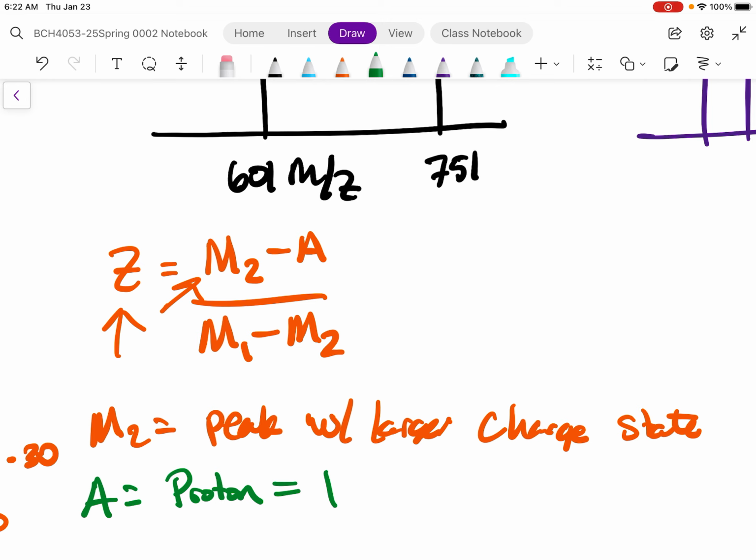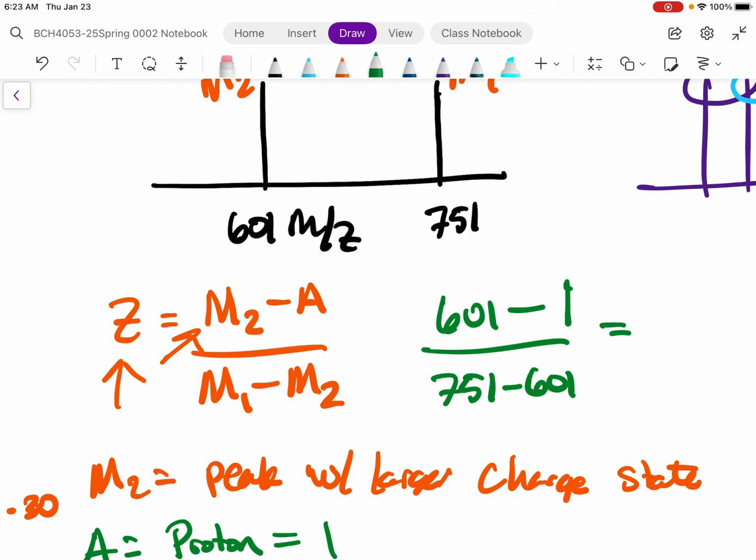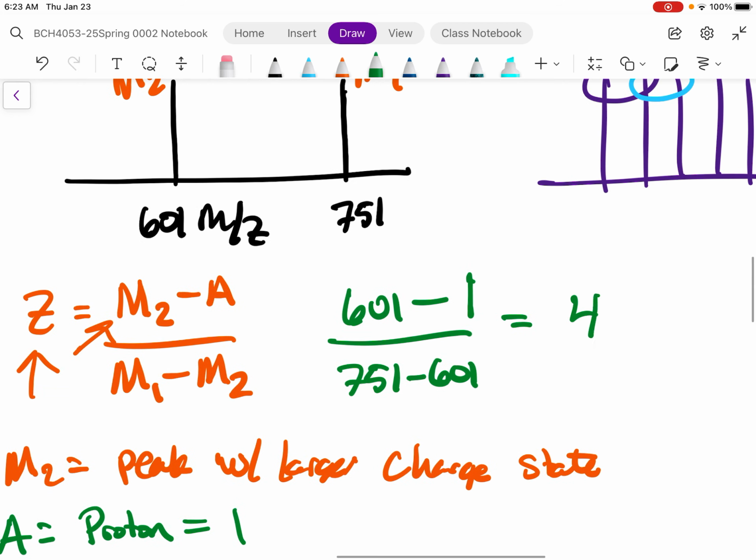And so when you see here, what do we do? What is M2? That would be 601 minus A, which is 1 because it's a proton, divided by M1, which is 751 minus 601, and that's going to equal 4. So that 4 right there, that is the plus 4 charge state.